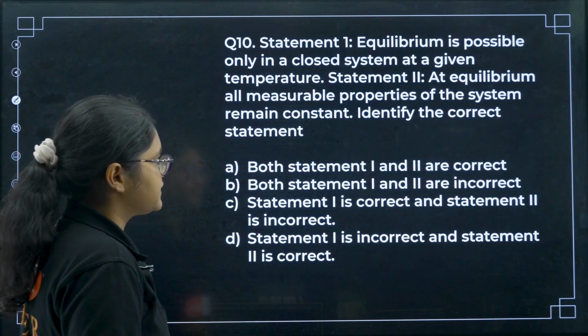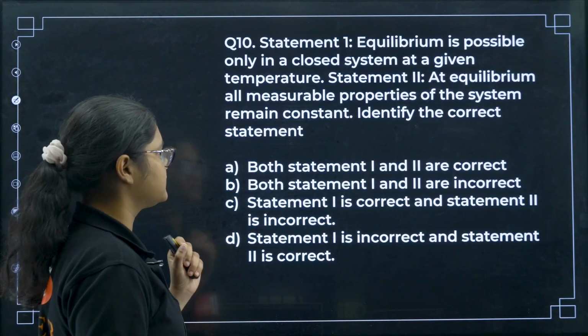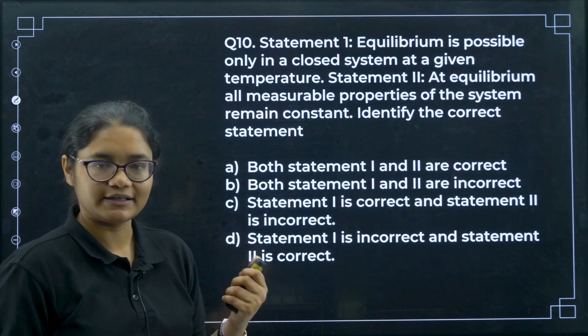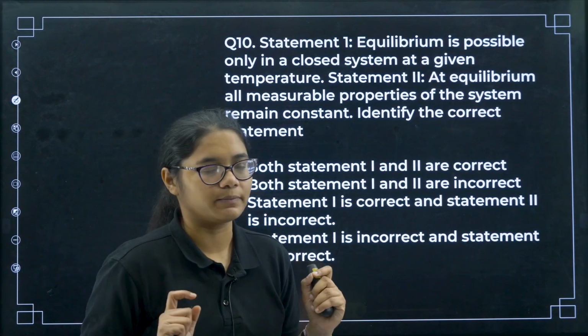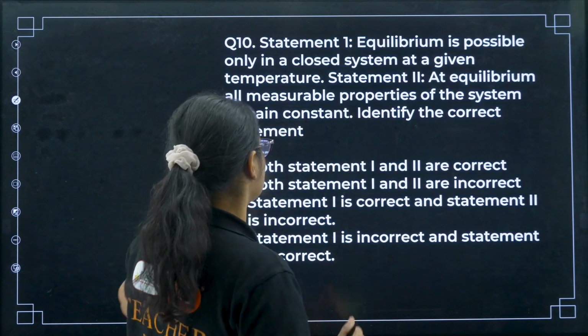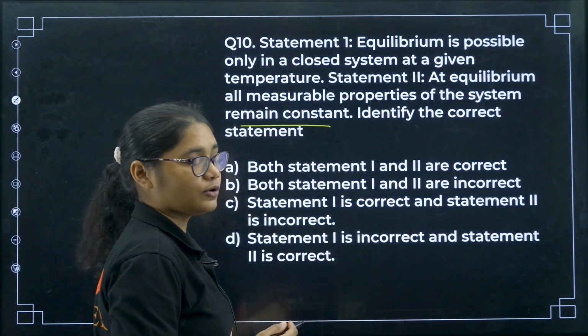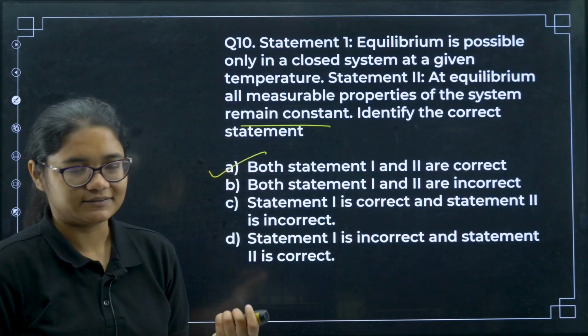Next, a statement based question. Equilibrium is possible only in a closed system at a given temperature. Yes, that is correct. You cannot have equilibrium if the system is open. Next, at equilibrium all the measurable properties of the system remain constant. Yes, that is also correct. So both statement 1 and 2 are correct.